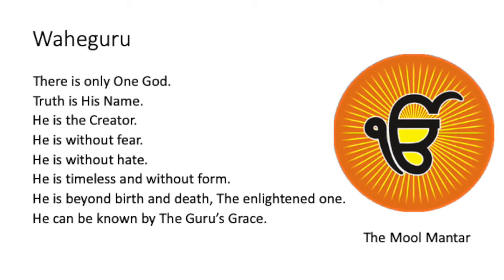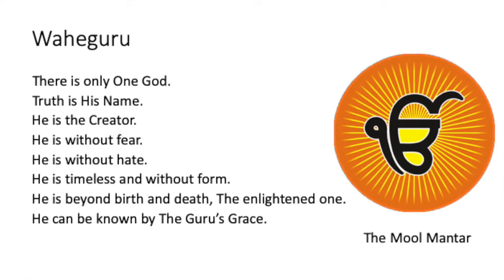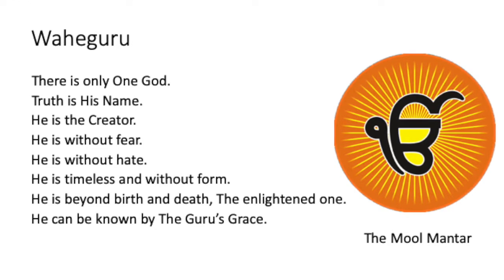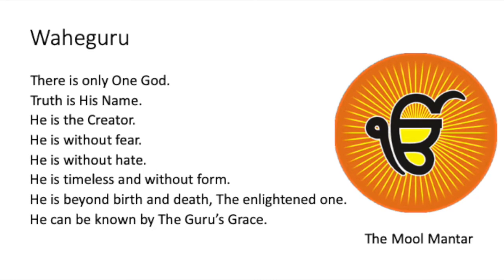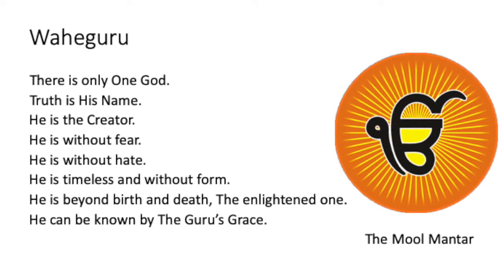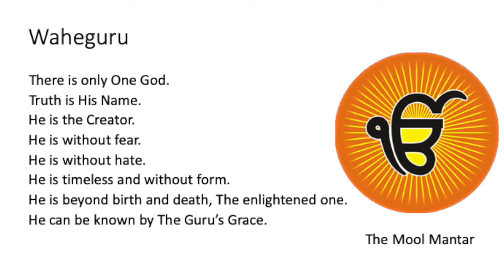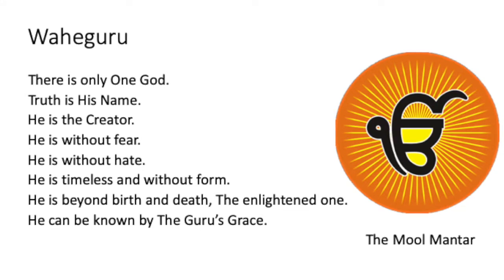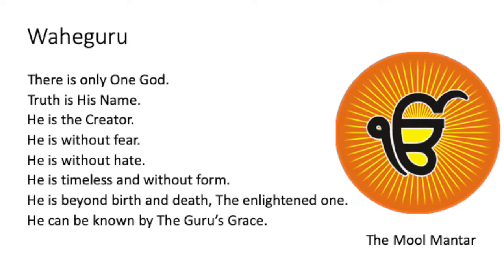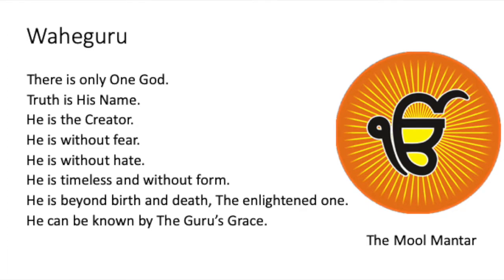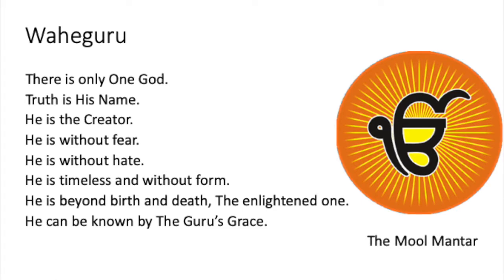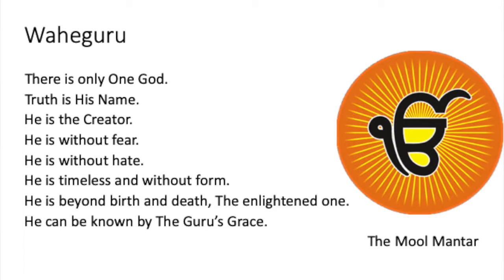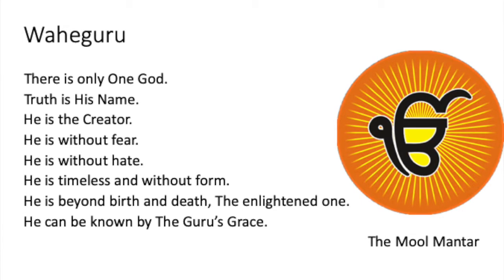So this is the Mool Mantar. Sometimes you'll see it as the Mool Mantra, but it's the Mool Mantar. And this is the first verse or the first part of the Guru Granth Sahib. So this was revealed to Guru Nanak. If you look on the right hand side of the screen, you will see a symbol. Does anyone know what that symbol is? The Ikonkar, something like that? Yeah, it is, exactly. It's the Ikonkar. Thanks for that, Scholar. Does anyone know what Ikonkar means?